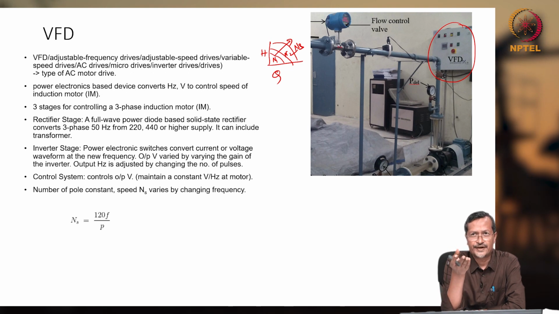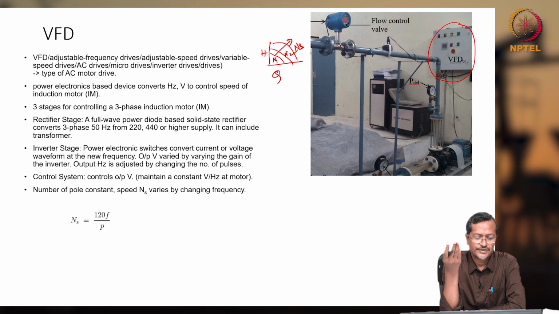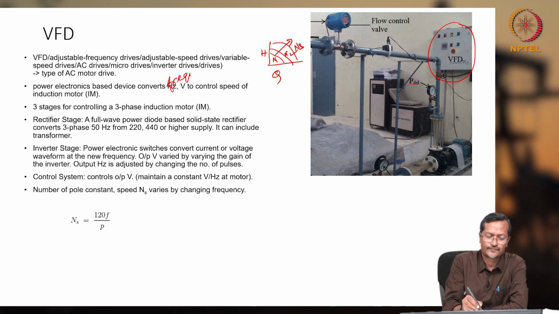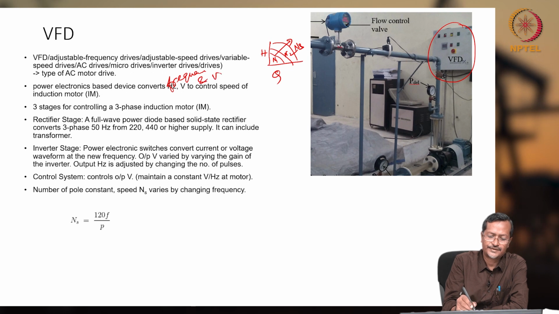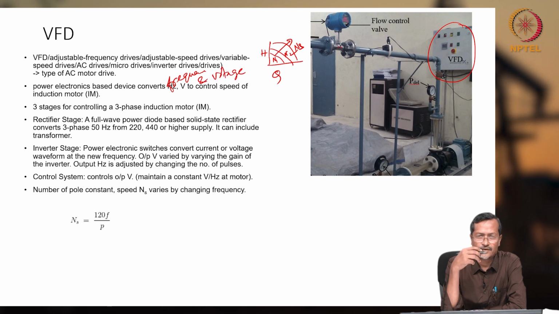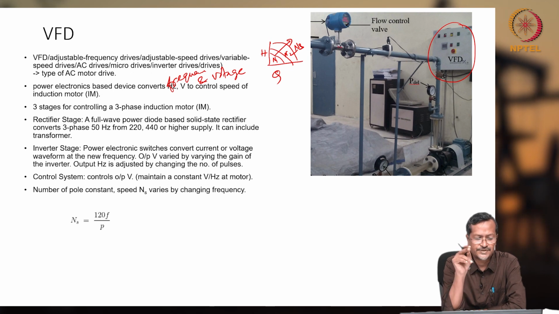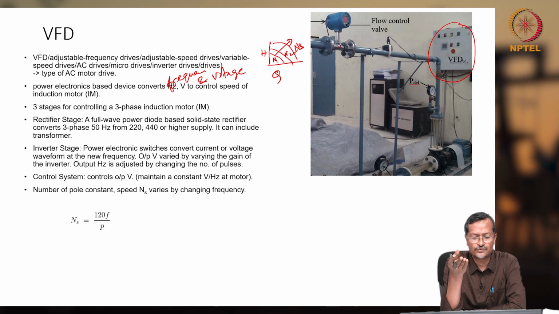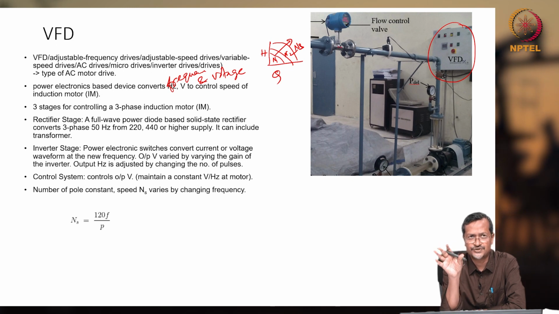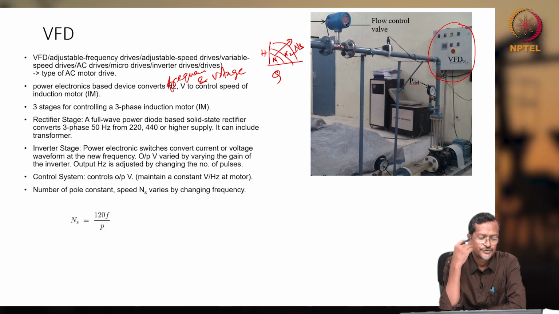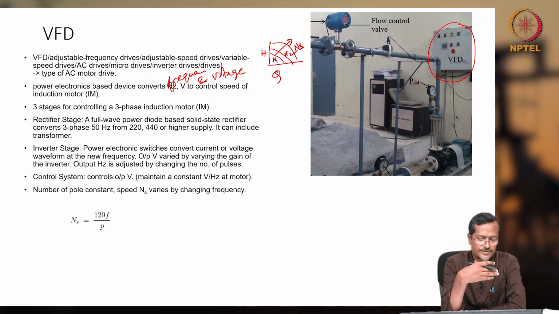Normally a VFD will be used for your induction motor systems. It is a power electronics based device that controls frequency and voltage. When frequency and voltage are changed, you can change your motor speed. In an ESP system, in 3 stages you change your induction motor speed. It will normally be a 3-phase motor, right? So: rectifier stage, inverter stage, control system stage.